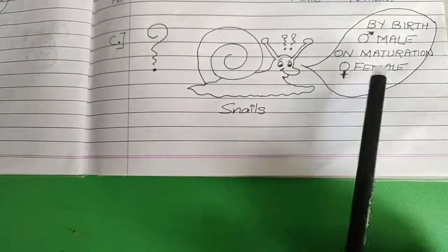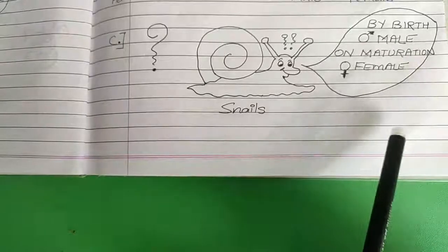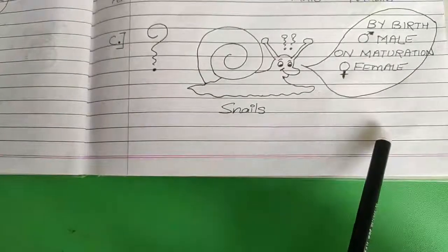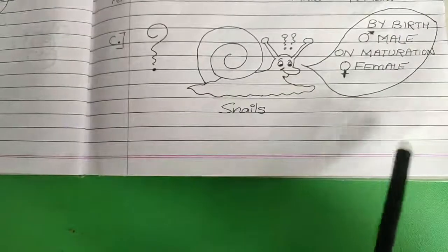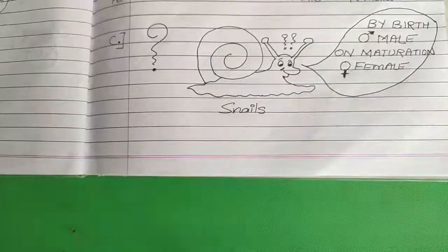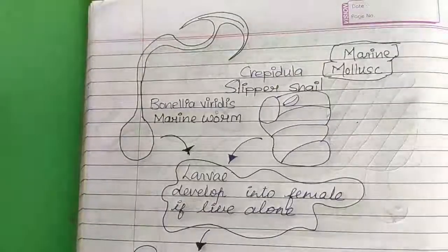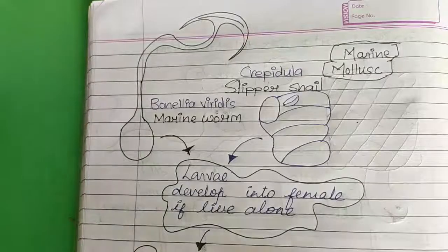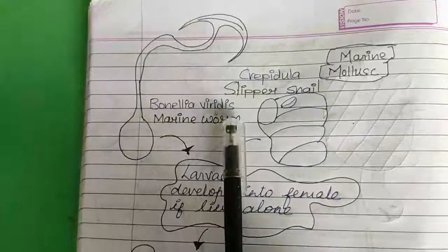When they are born, at that time they are born as male, and when they grow older, they will turn into female. So both the sexes will be present in one life only. That is why here no factors are going to determine the sex. Clear? A more surprising way of sex determination is found in a marine mollusk and a marine worm.